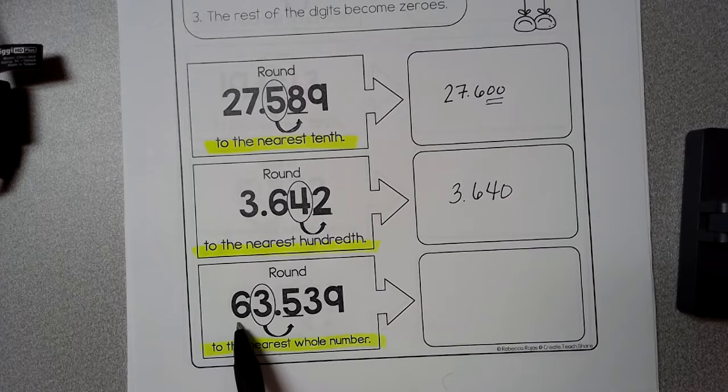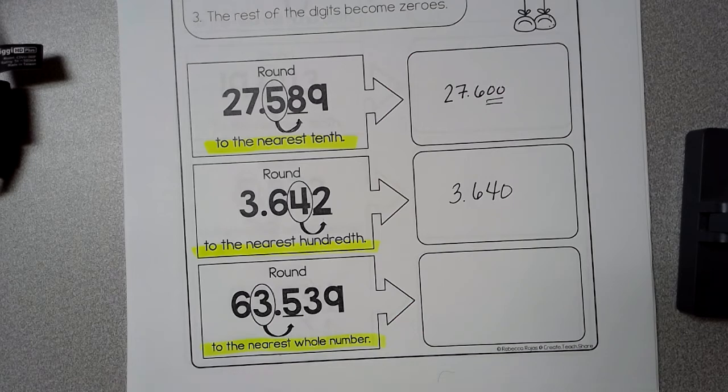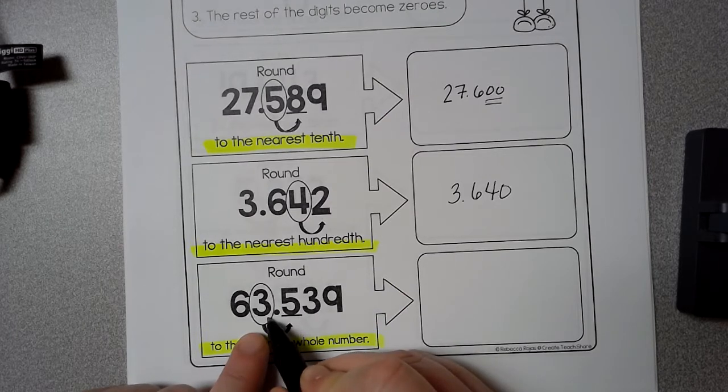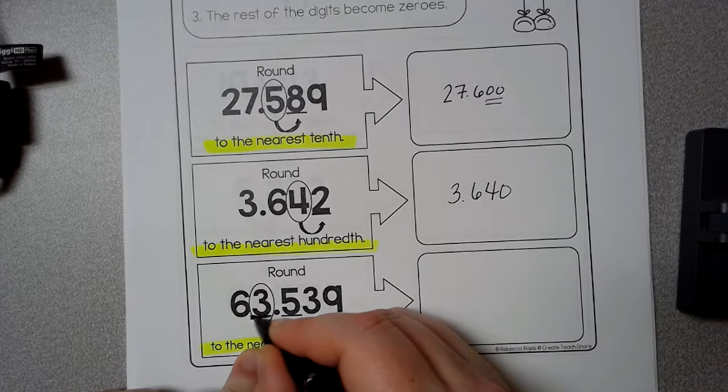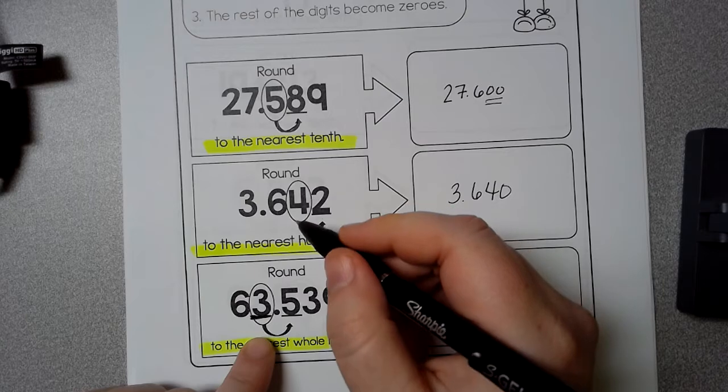Okay, next one. 63 and 539 thousandths. Now we're rounding to the nearest whole number. Now remember, your whole number is the number to the left of the decimal. That is your whole number. That's a whole thing, not part, not a fraction. That's the whole thing. Now, so 63 and 539 thousandths. All right, we are looking for the whole number.